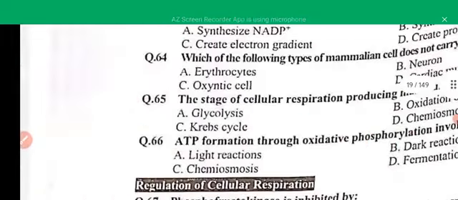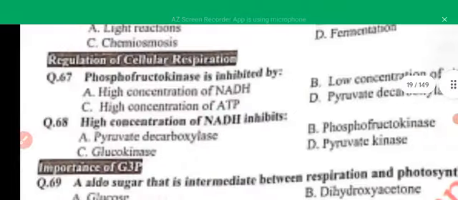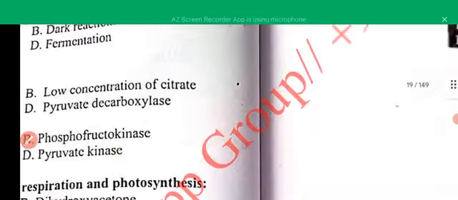68 option best. Then we came across phosphofructokinase is inhibited by ATP. High concentration of ATP inhibits phosphofructokinase. It is a very important MCQ again. 67 C.